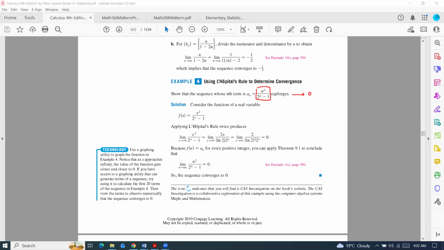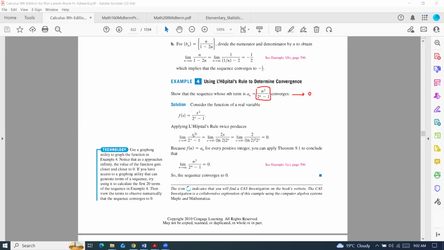Let's say there's a convergence. It can approach 1 or 5, just about any number. So as long as the nth term of the sequence approaches someplace, then we say this is a convergent sequence. So what they do is they decided to use L'Hopital's rule.